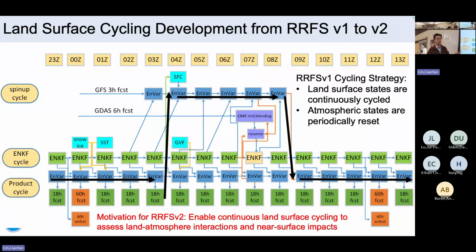I know this diagram is very busy, but this is how the DA system looks. In version 1, land surface states are continuously cycled. In contrast, the atmospheric states are periodically reset. The black line shows how the land surface states are continuously cycled. In version 2, currently we haven't enabled the cycling strategy, but we want to understand, if we enable it, what the near surface forecast impact looks like.